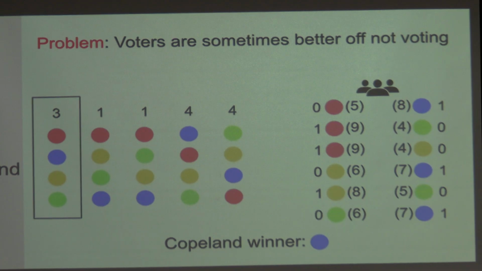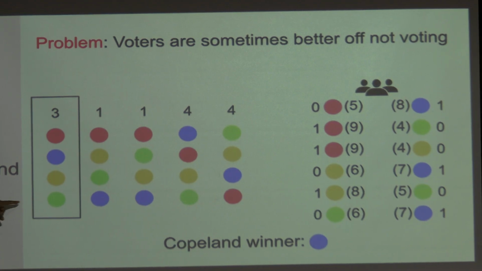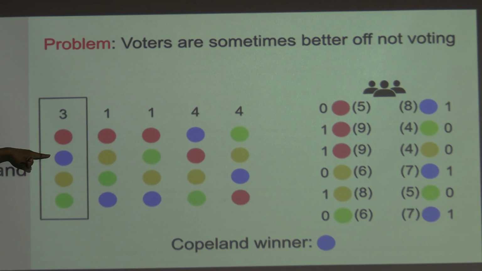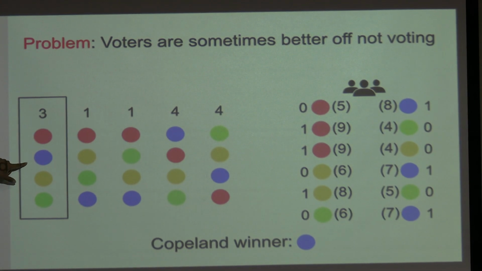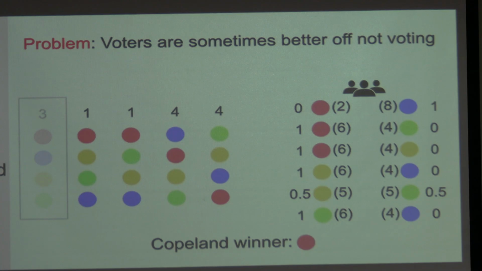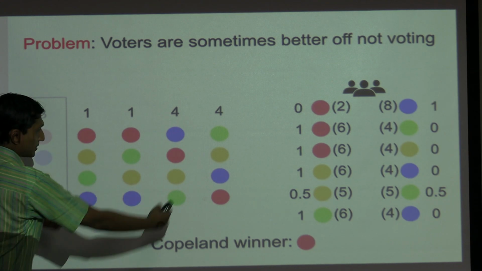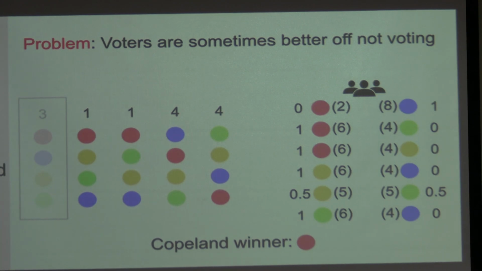Now, these three voters here, for them, the second favorite candidate is the current Copeland winner. Now, they are thinking whether they should go to the polling booth or not. They're saying, okay, let's not even cast our votes. Let's just stay at home. So they don't show up. Now you just do an election with the remaining voters, and lo and behold, red ends up being the winner. This is something that you can go back and check.